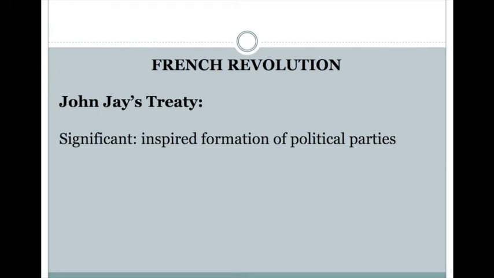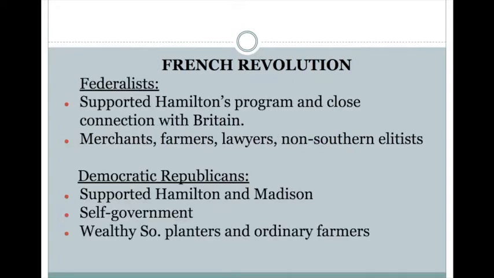John Jay's treaty was significant because it inspired the formation of political parties and deepened the divide of the political parties. And the political parties I'm talking about are the Federalists and the Democratic Republicans. The Federalists supported Washington's administration and Hamilton's economic program and close connection with Britain.